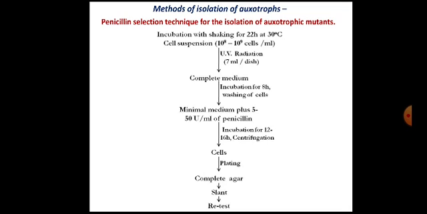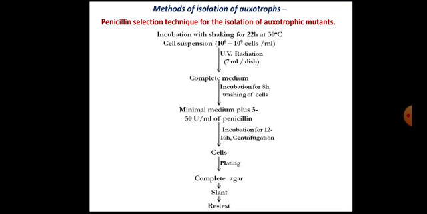Then after mutation, the organisms will die, and whatever survivors are there, these survivors of mutation treatment are transferred into a complete medium. So this complete medium will support the growth of prototrophs as well as auxotrophic mutants. After incubation, the cells are washed, and then it will be a mixture of cells, prototrophic cells as well as auxotrophic cells.